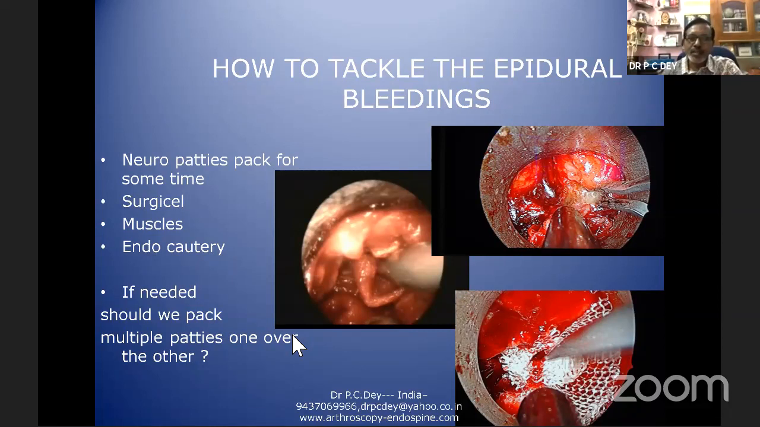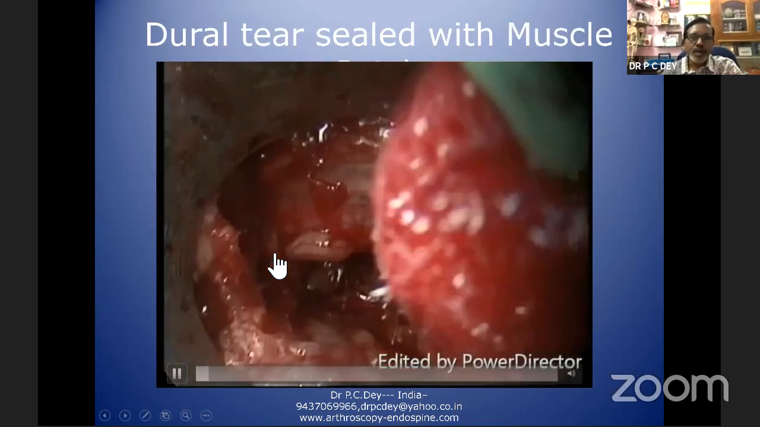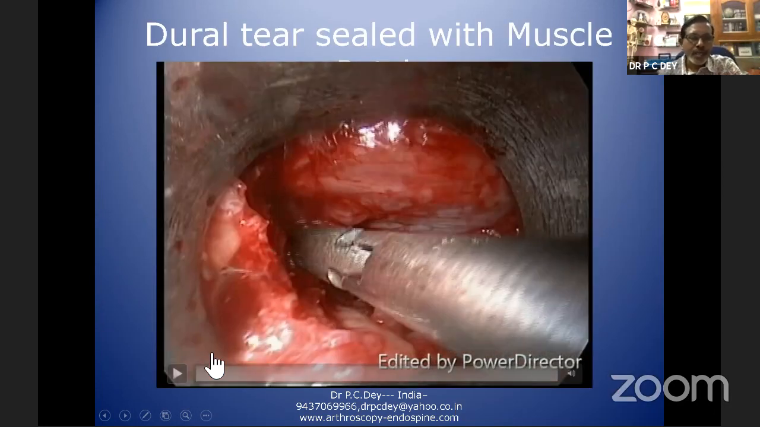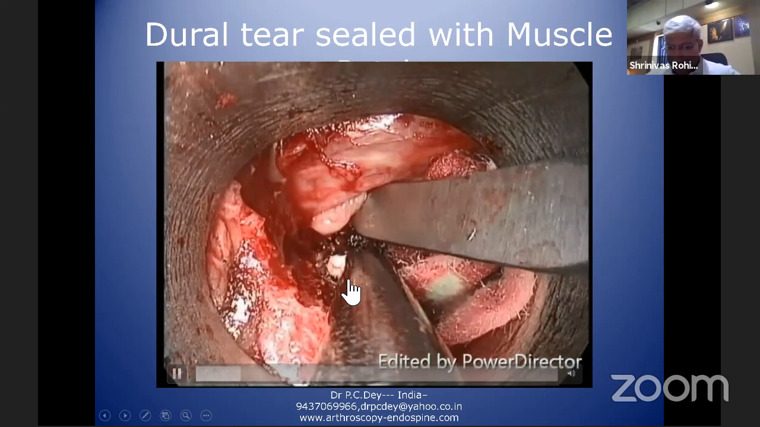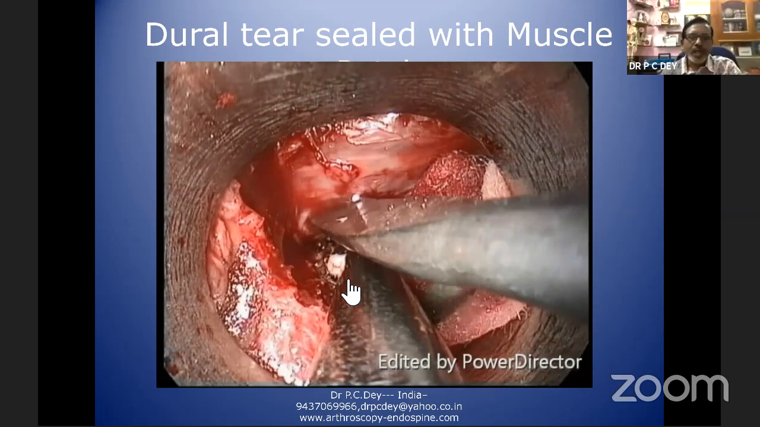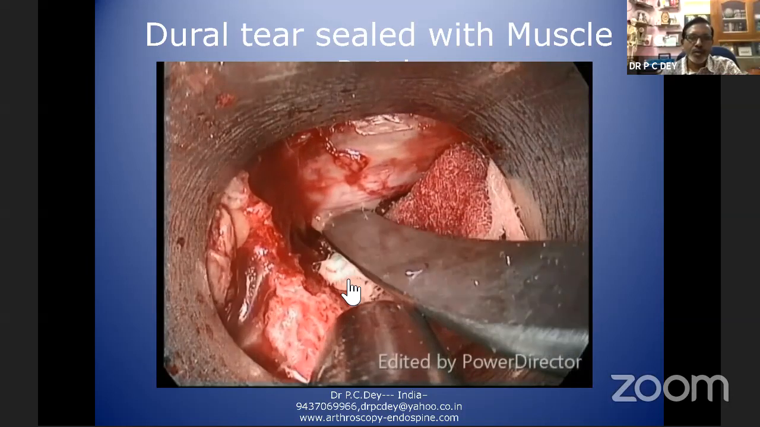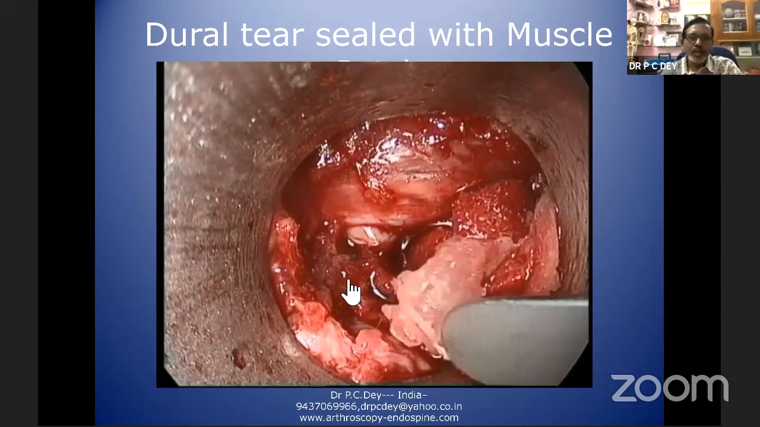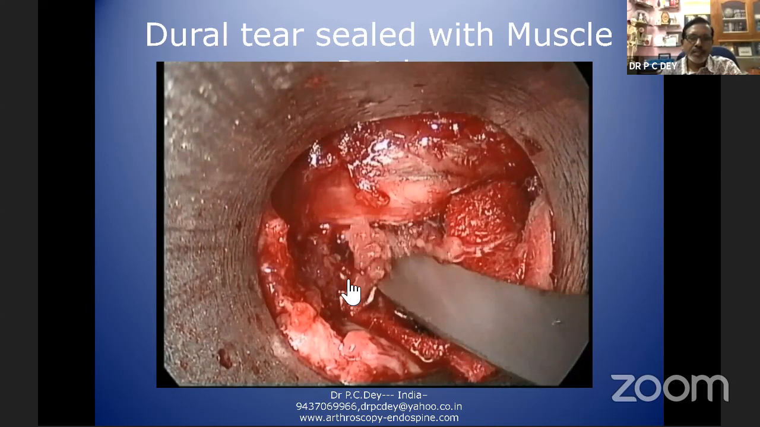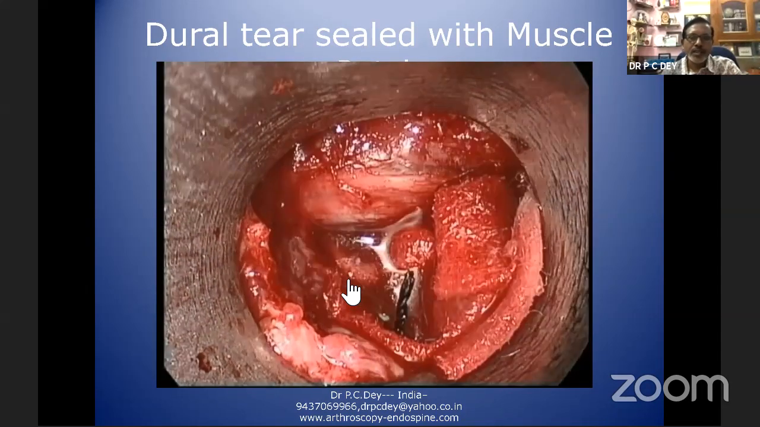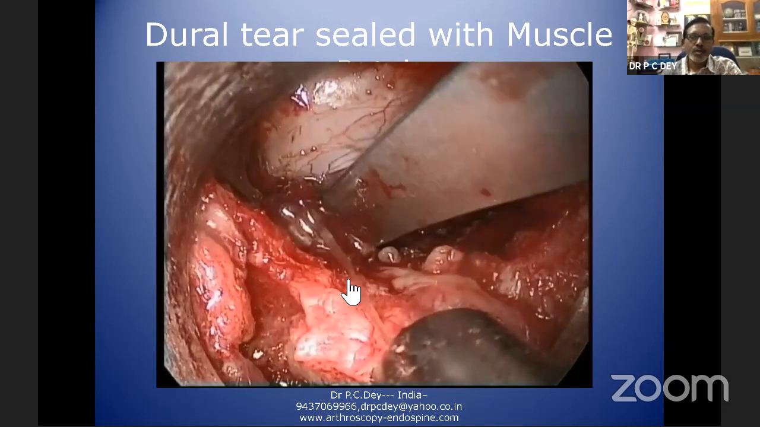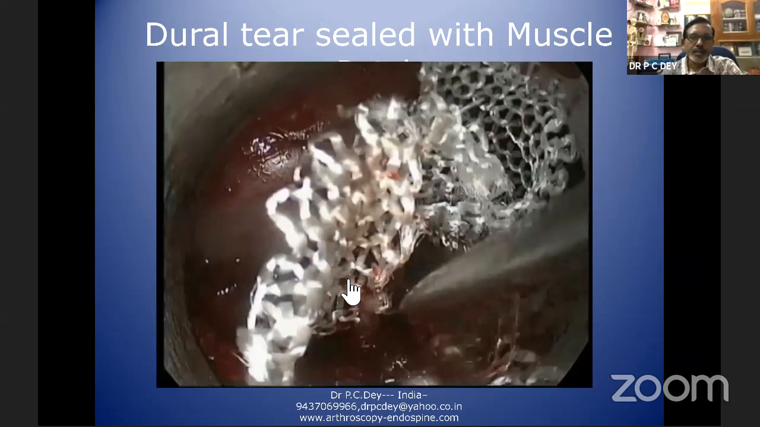Surgicel sometimes, and bone wax for bone bleeding. The dural tear was already discussed in detail, but I just wanted to show you that most of the time it is very small. If there is herniation of the nerve root, you need to put a small muscle patch or Surgicel. If there is no nerve root herniation, Surgicel alone is enough. No need to put muscle or anything.